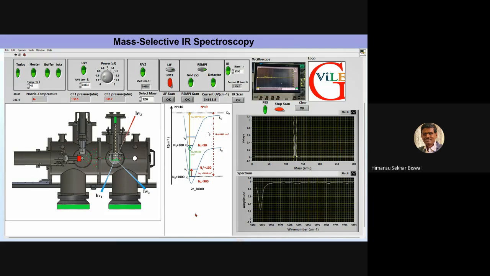Now it comes lower in energy. We call it red shift. It's almost 100 to 120 wave numbers red shifted relative to the monomer. That gives you an idea that there is a complex formation, and the complex formation happens through OH-O hydrogen bonding. So paracrystal has OH and water has this oxygen, and it is red shifted. This is how we do mass selective UV spectroscopy and mass selective IR spectroscopy.